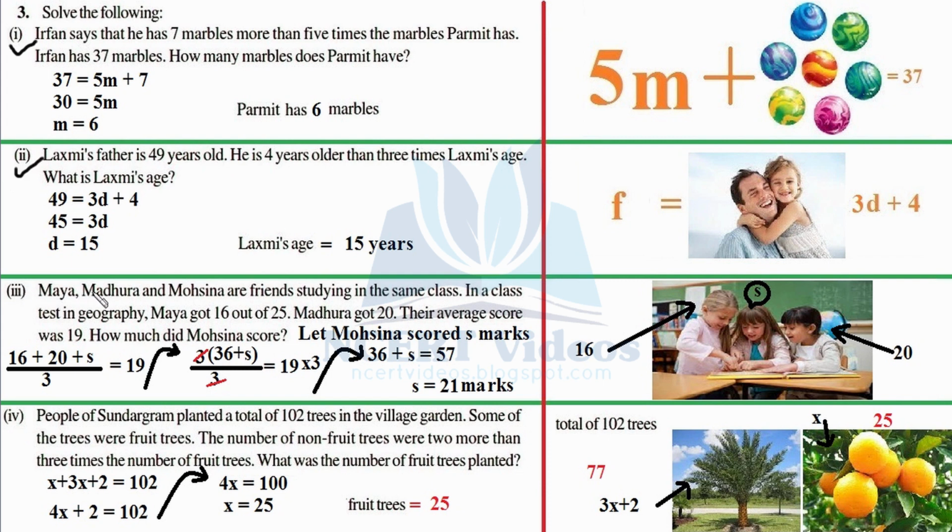Third, Maya, Madhura and Mohsina are friends studying in the same class. In a class test in geography, Maya got 16 out of 25, Madhura got 20. Their average score was 19. How much did Mohsina score?